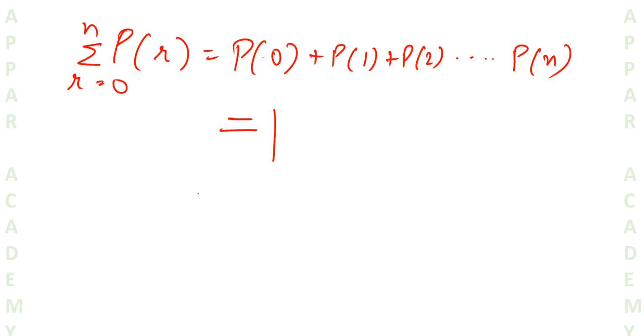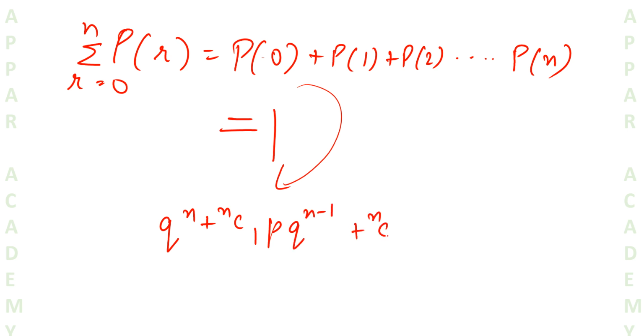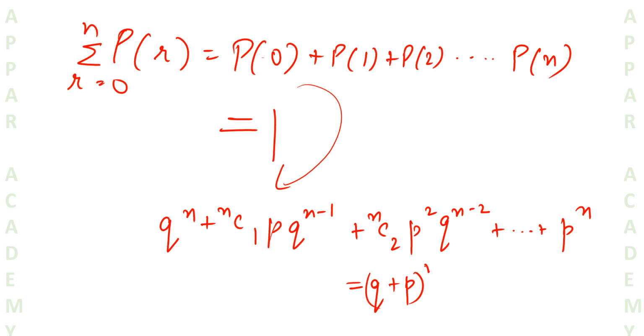Why? From where are we getting this? Because this is simply equal to q to the power n plus nC1 p q to the power n minus 1 plus nC2 p square q to the power n minus 2 plus so on till p to the power n. And what is this? This is simply an expansion of (q plus p) to the power n, which is equal to 1 to the power n, which is equal to 1. So this is important. This is just a simple note.